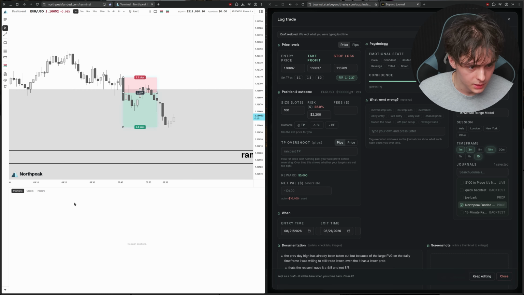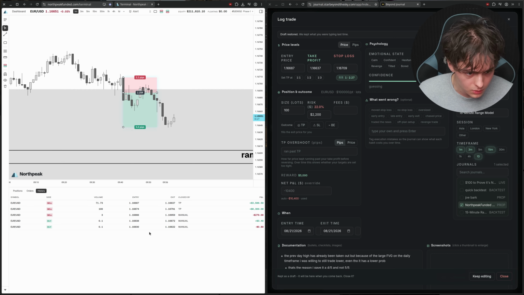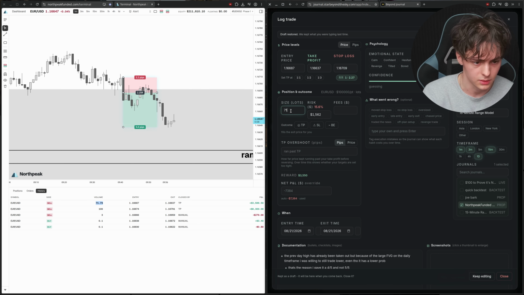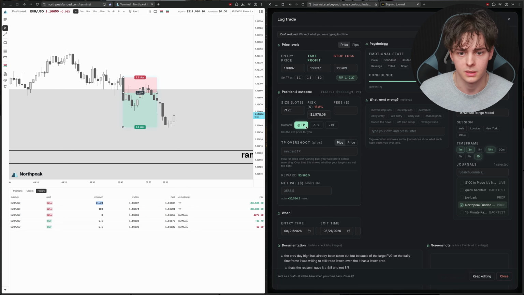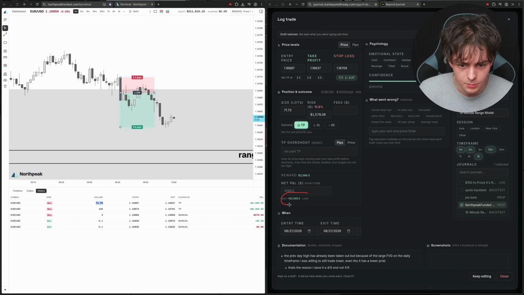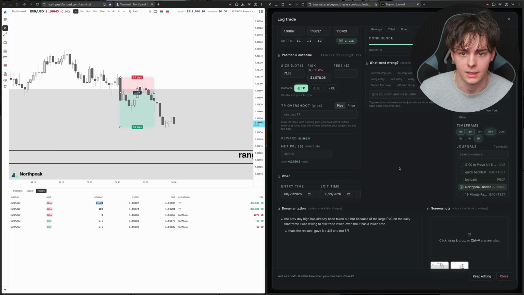Okay, let's see how many lots I used for this one. 71.73. Okay, there we go. This was a take profit. And you see, the spread is so accurate that the pips say the exact same thing as on the real one, which is going to be on Northpeak Funded. So I would say nothing went wrong.